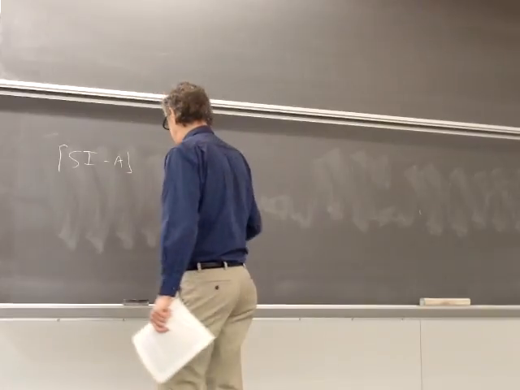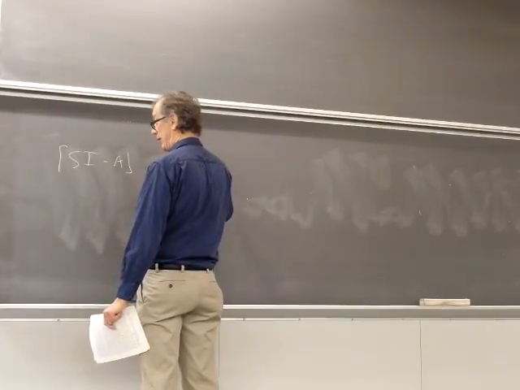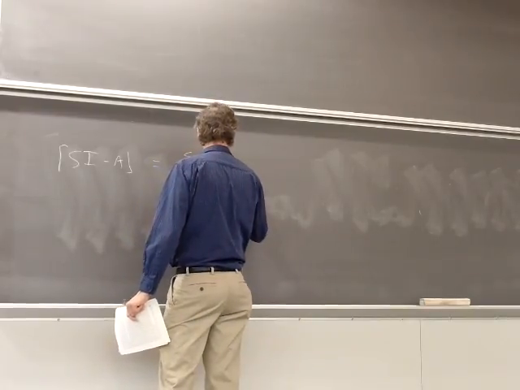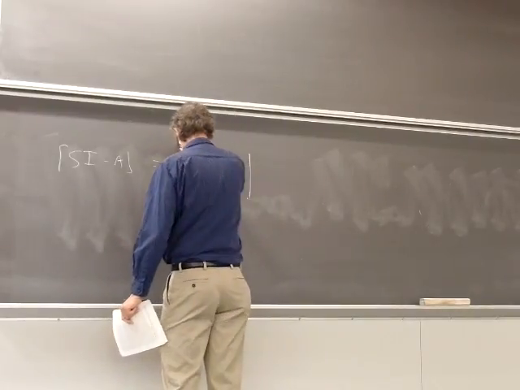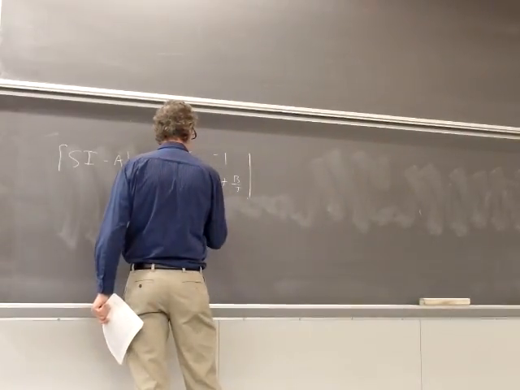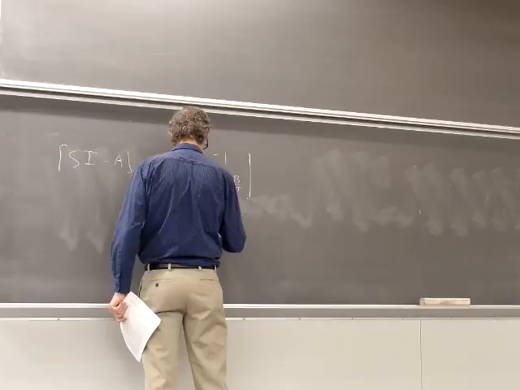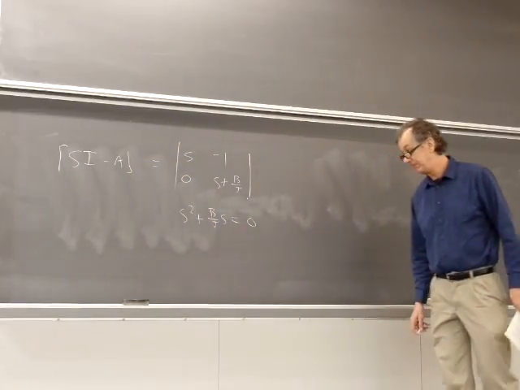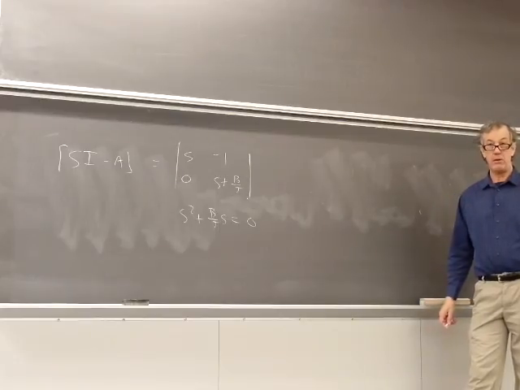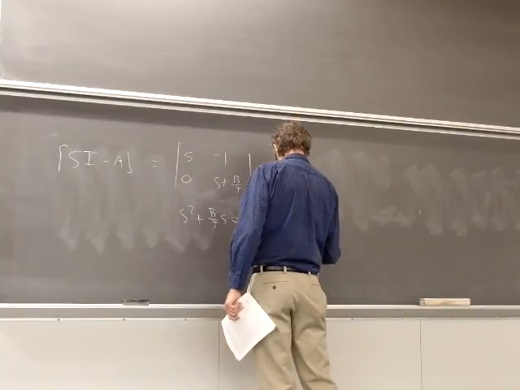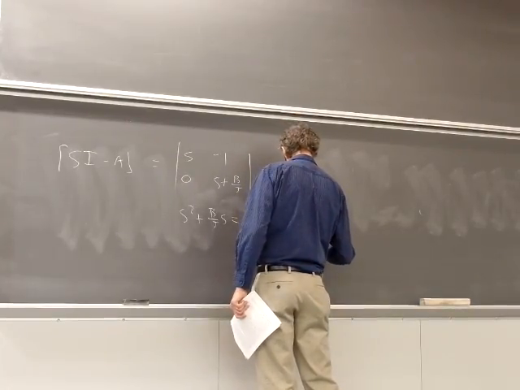For this system, it's the determinant of S minus 1, 0, S plus B over J. And I have S squared plus B over J times S. There's your characteristic equation. Roots of that are what? 0 and minus B over J.